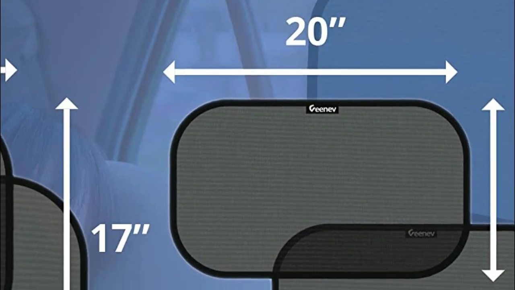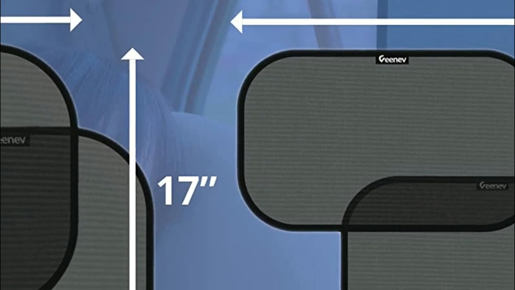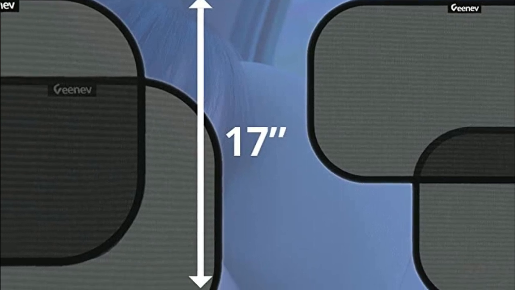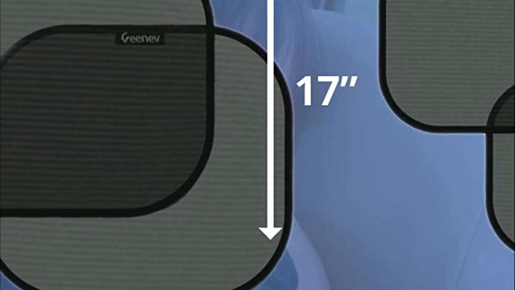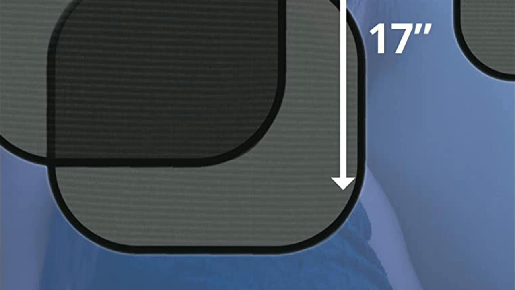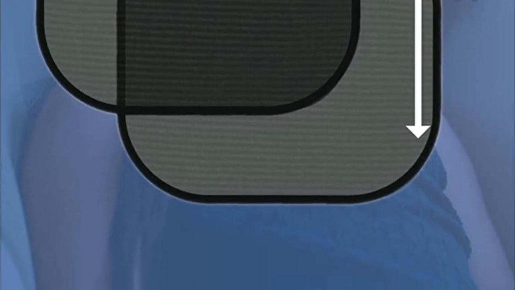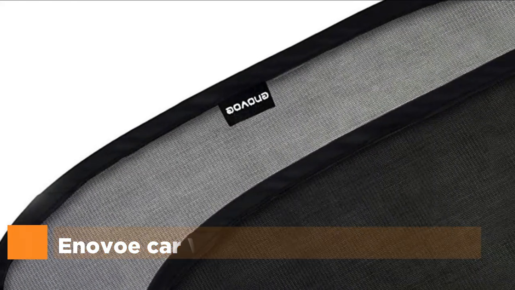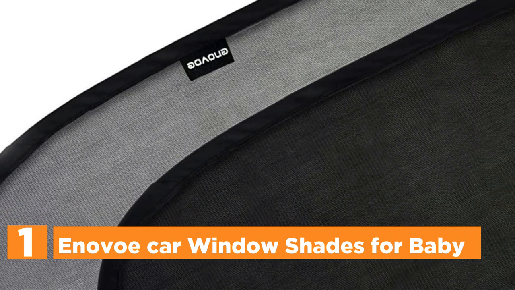Perfect for long travels where the angle of the sun may change during the duration of your trip. Make use of our phone mount, made to be the ideal partner with our sunshade on your commute and during long road trips. The top one on our list, Innovo Car Window Shades for Baby.